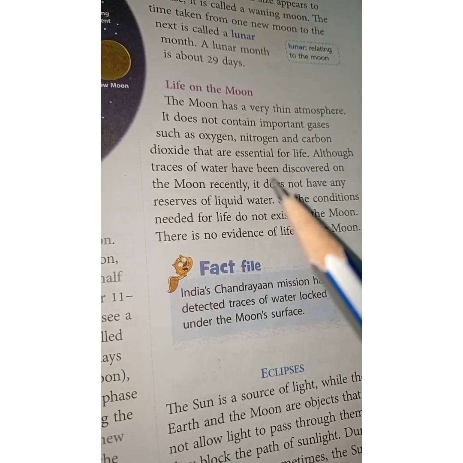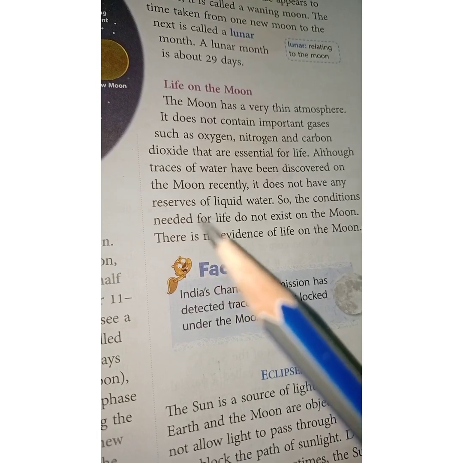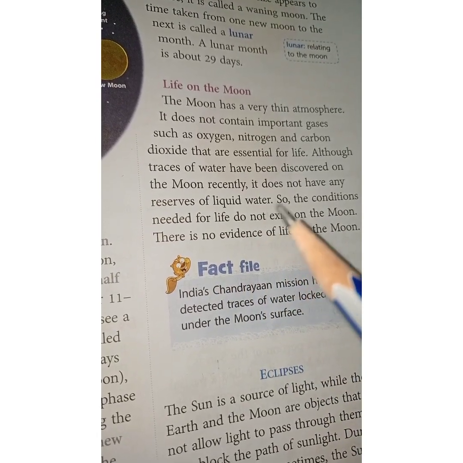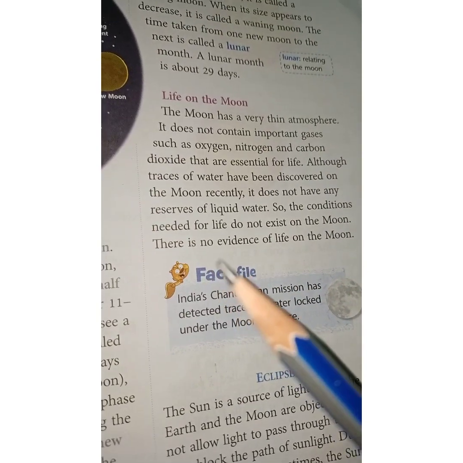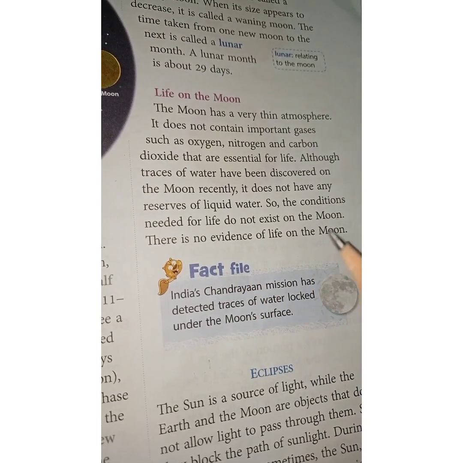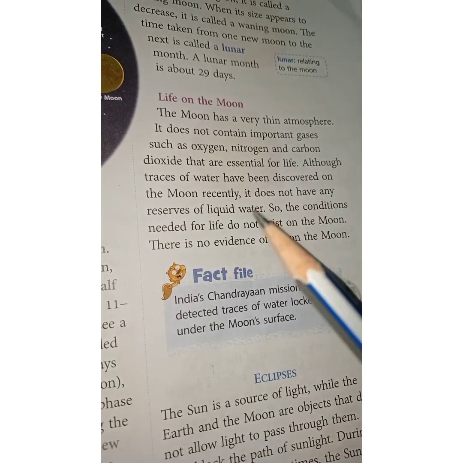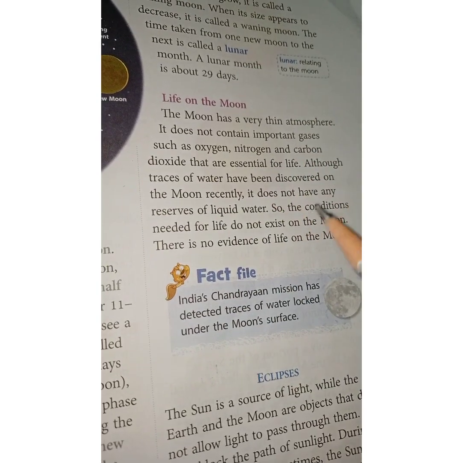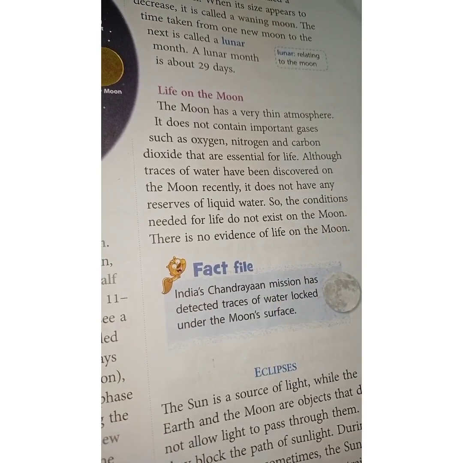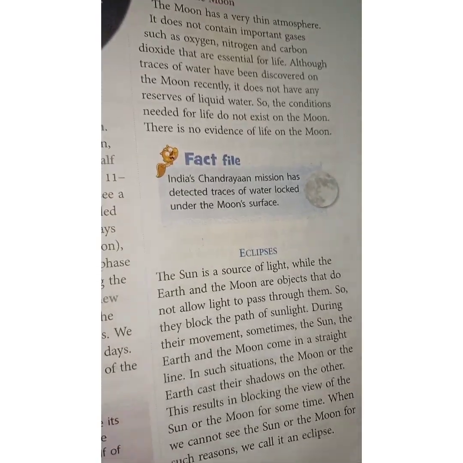Although traces of water have been discovered on the moon recently, it does not have any reserve of liquid water. So the conditions needed for life do not exist on the moon, and there is no evidence of life on the moon. Only traces of water are discovered, but yet we cannot say that life can exist on the moon. So let us learn more about the eclipse.